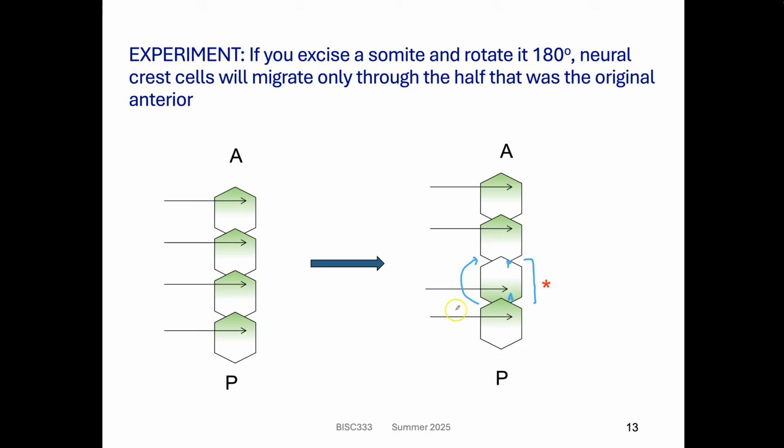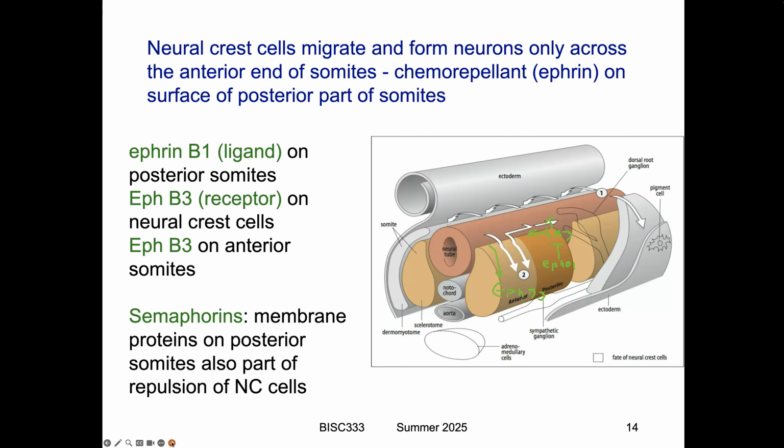But then when you look at the migration of the neural crest cells, they go across what would have been the anterior of that somite. So anterior-posterior information is already on the somite, so that when you reverse its orientation, the neural crest still migrates across what would have been that original anterior. So there's something about these somites, something different in the anterior versus the posterior part, that leads to this migration.